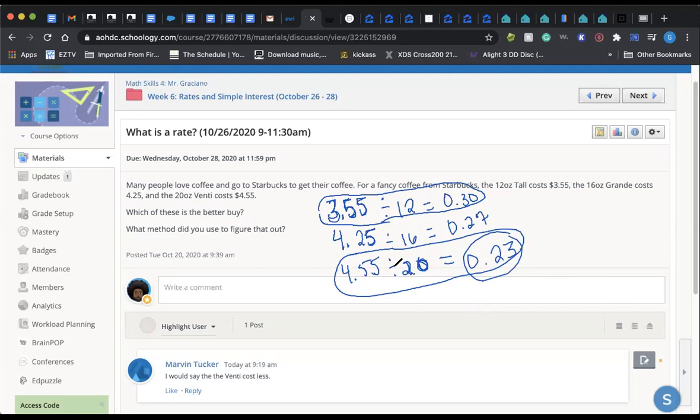Just to save themselves $1, you know, they figured it out, they've worked it out. But anyway, so that's a rate, okay? When we're looking at rates, we use rates to figure out better buys. And we also use rates when we're talking about applying percents, and we'll look at that a little bit later this week. But right now, we're just going to focus on our rates.